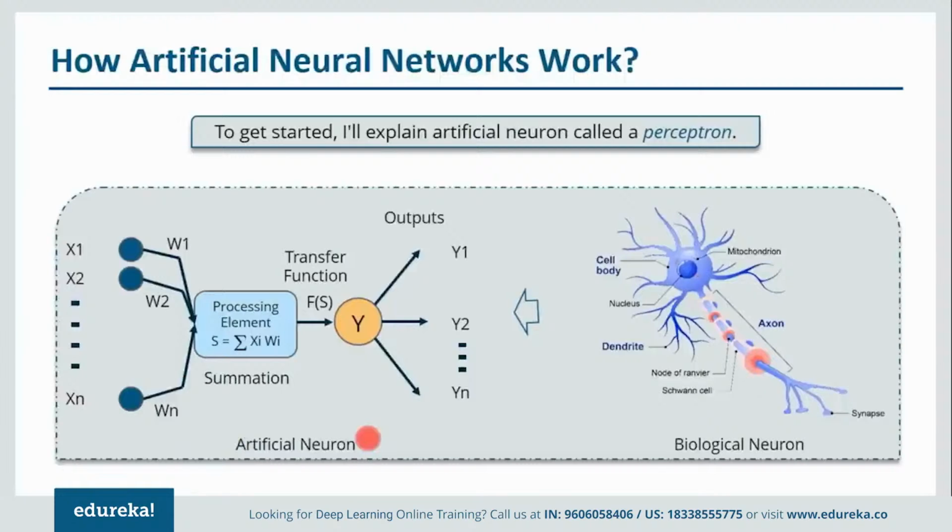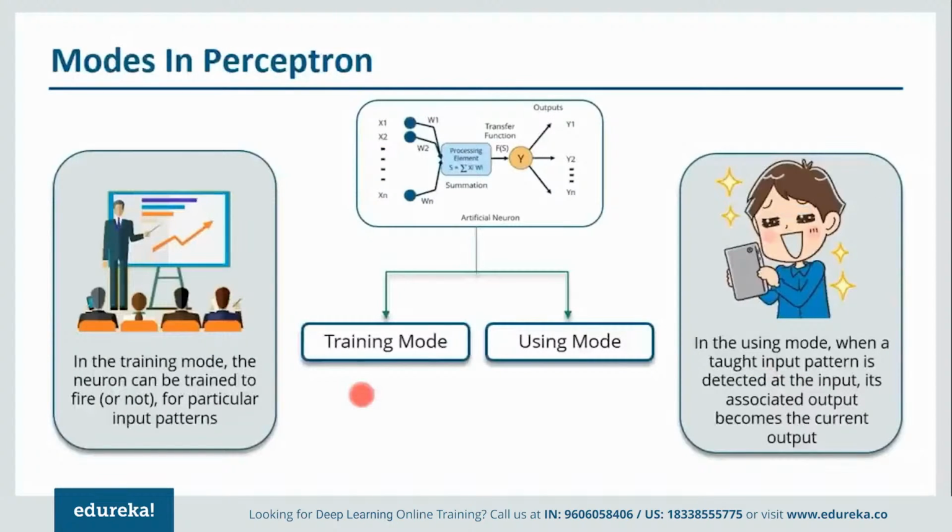When I talk about a neural network, it involves a lot of these artificial neurons with their own activation function and their processing element. Now we'll move forward and understand various modes of this perceptron or single artificial neuron. There are two modes in a perceptron: one is training, another is using mode. In training mode, the neuron can be trained to fire for particular input patterns, which means that we'll train our neuron to fire on a certain set of inputs and to not fire on the other set of inputs. That's what training mode is.